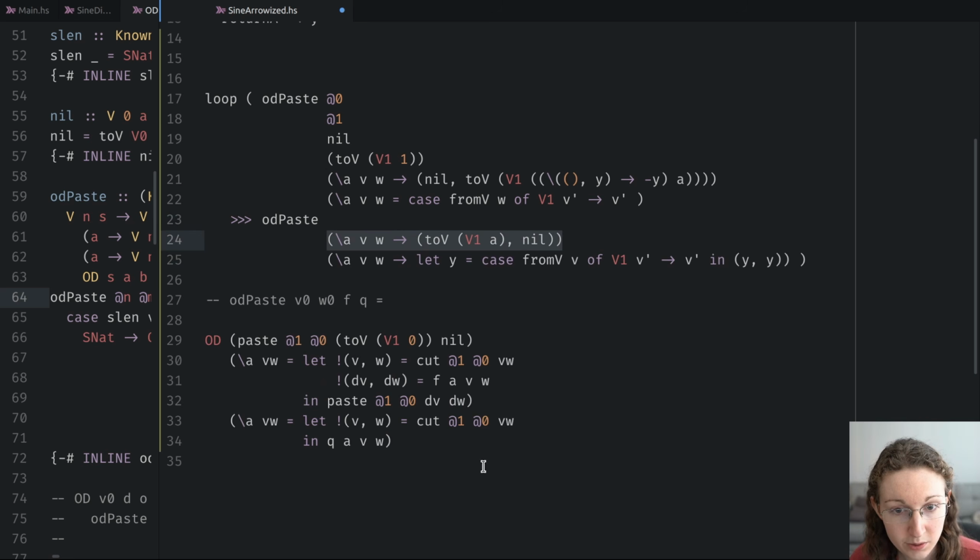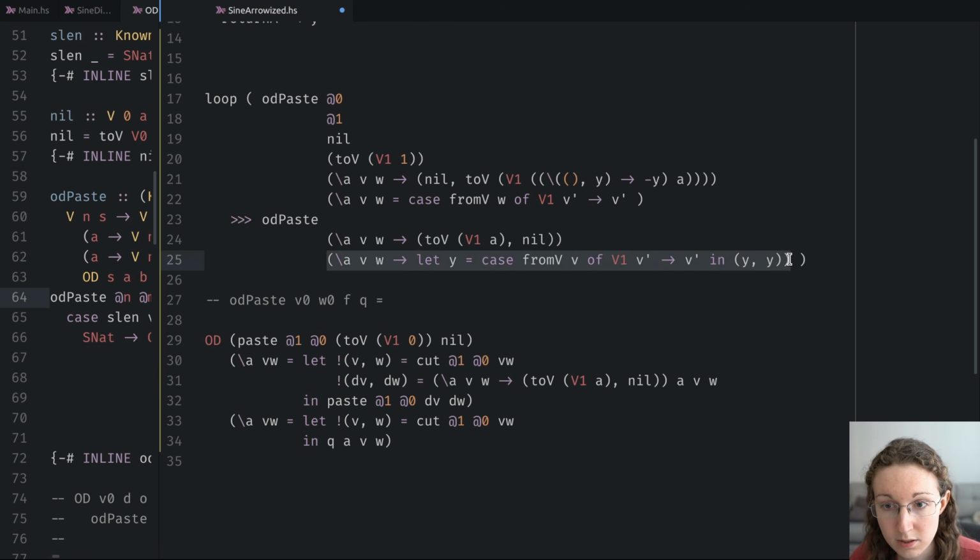Then we have f and q. Now f and q are each, again, used in exactly one location. So that makes this relatively easy for us. We can just inline f right here. And am I getting my parentheses right? Yeah, this is the expression.